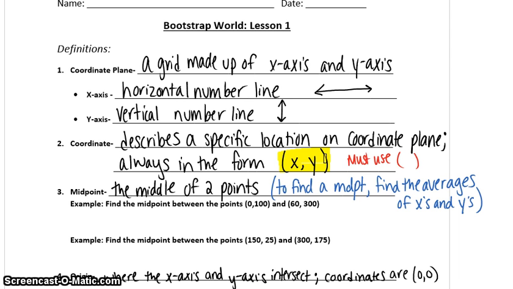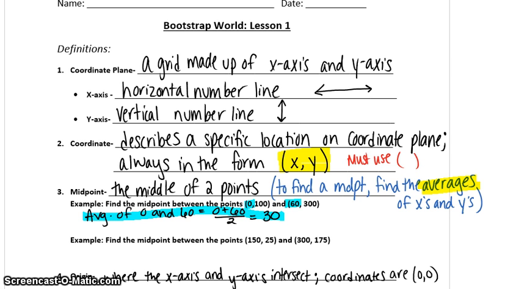To calculate a midpoint, we're actually going to just be finding averages of the x's and averages of the y's. So let's take a look at the first example for midpoint. It says find the midpoint between the points 0, 100, and 60, 300. The first thing I want to do is focus on my x values, my 0 and my 60. And I want to calculate the average of those two numbers. To calculate the average of two numbers, we add the numbers together and divide by 2. 0 plus 60 is 60, divided by 2 is 30. That 30 is going to be the x coordinate of my midpoint.